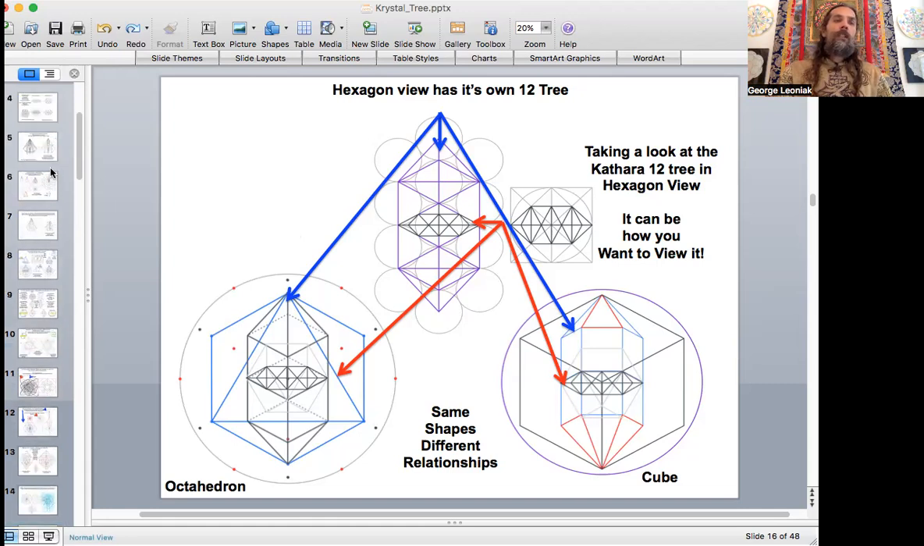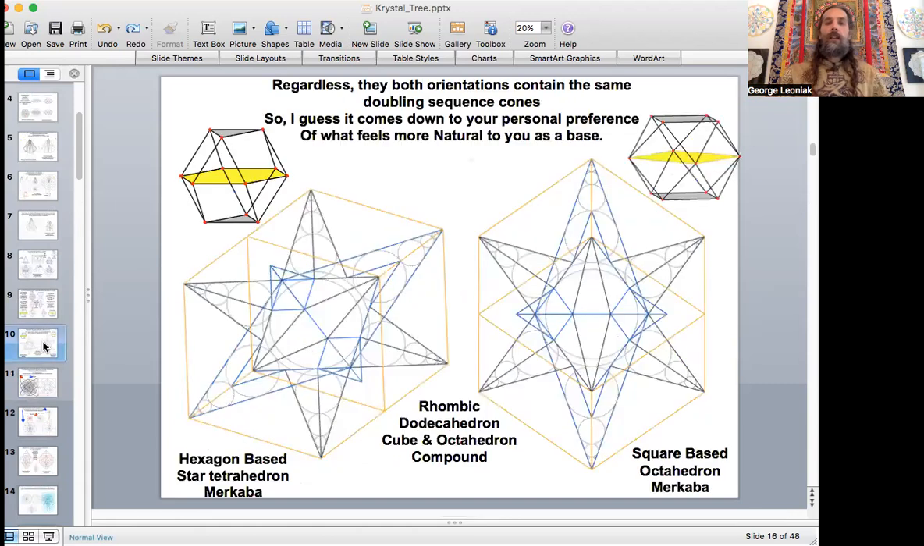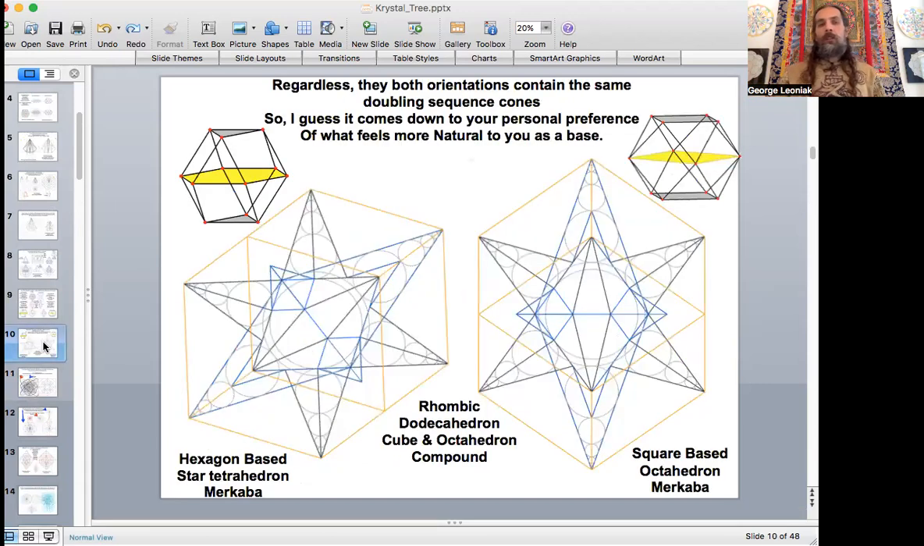So the geometry is a little confusing because it can be multiple things at once. You have to know what you're looking at to base the structural geometry of how you relate to it. You have to know which choice you're making to look at the image, right? So here's the rhombic dodecahedron. This would be the cube vertex. This would be the octahedron vertex.